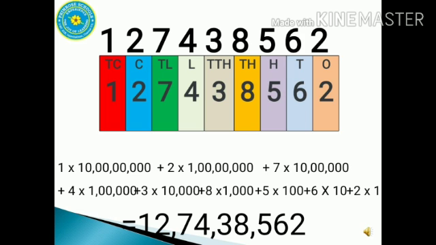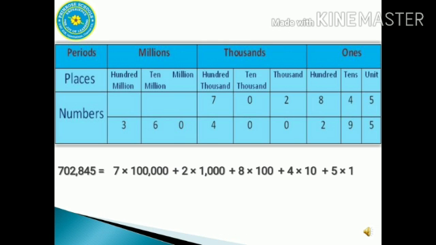Adding up all these values, we will be getting the number itself. So the number will be read as 12 crores, 74 lakhs, 38,562. This is how the numbers are expanded so that we know the actual place values. Here are 2 more examples for your understanding. Let's see how the expansion is done in international number system.